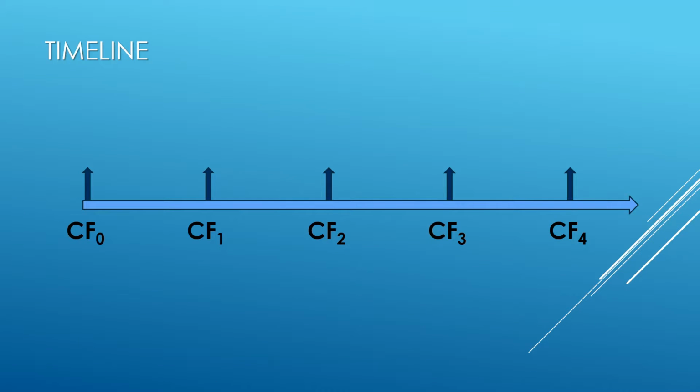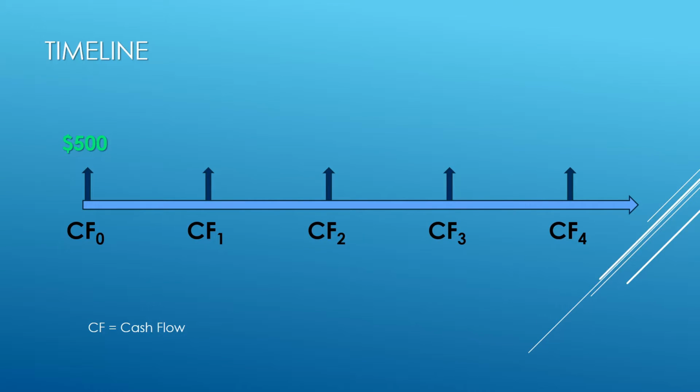So to better understand this, let's start by drawing a timeline from the day you invest your money until 4 years after that point. Let's figure this out by starting at the day you invest your money. We're going to call that CF0. CF stands for cash flow, and the number beside it represents the number of years that have passed since your investment. Cash flow 0 being the day you invested, cash flow 1 being 1 year after your investment, cash flow 2 being 2 years after investment, and so on.